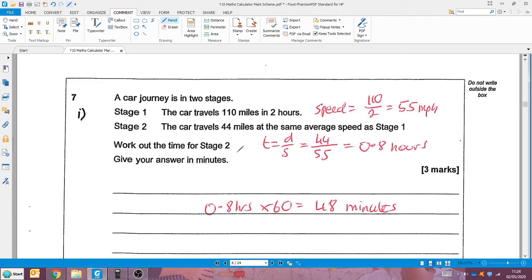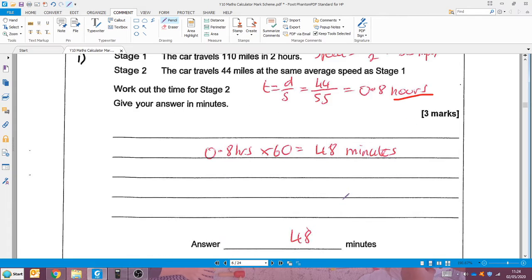I've got to work out the time for stage 2, and I've got the distance. So time equals distance over speed, which is 44 over 55 miles per hour, which is 0.8 hours. All right? If that's in miles per hour, and that's in miles, then the final answer's got to be in hours. Change it into minutes. Well, multiply the number of hours by 60, 48 minutes.